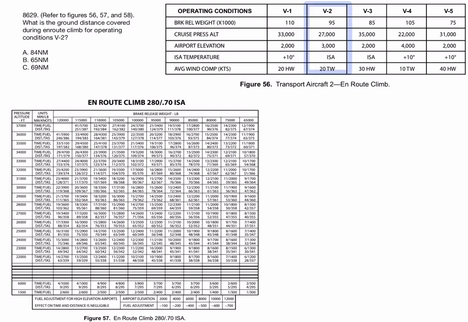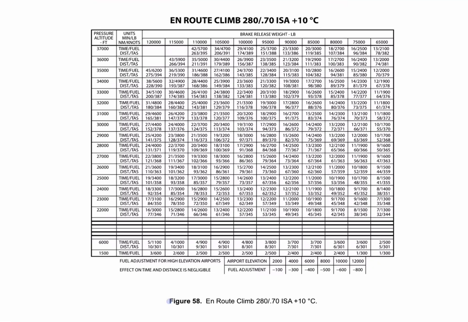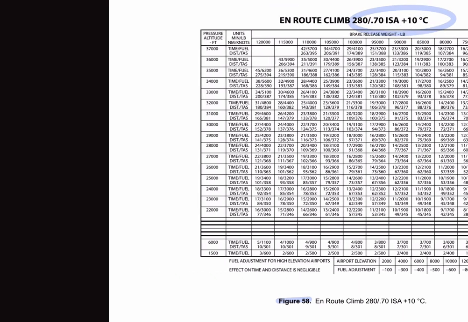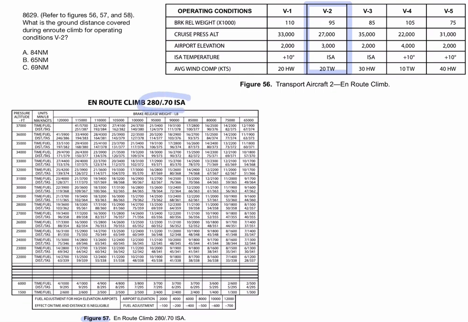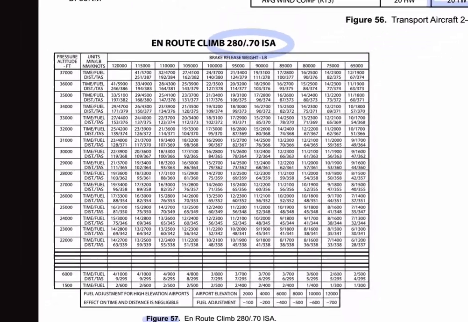Now we need to decide what chart we're going to use, figure 57 or figure 58. The big difference between these is that they are based on different ISA temperatures. Figure 58 is ISA plus 10, while figure 57 is ISA exactly. When we look at our operating conditions, we can see that we're going to be using ISA exactly, so we're going to focus on figure 57.